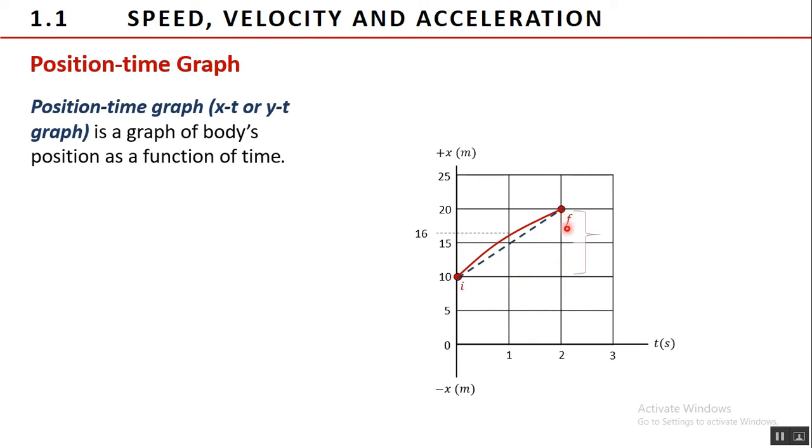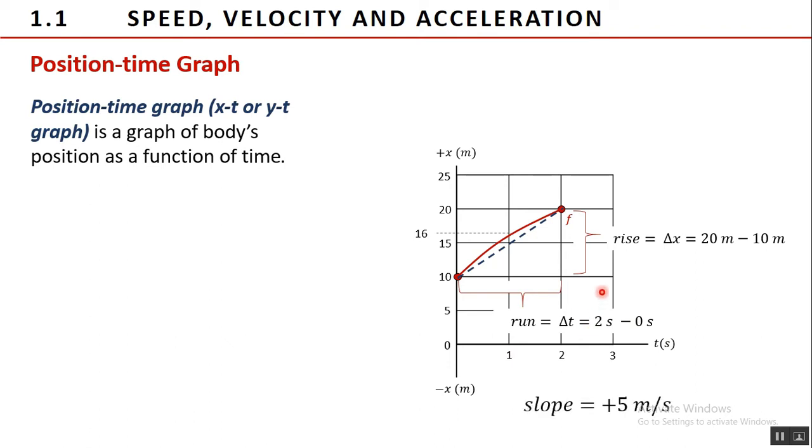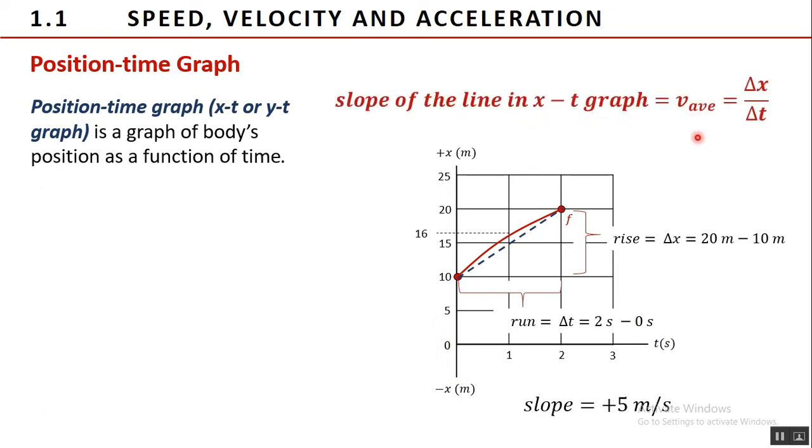We see that the rise is simply the displacement delta x, which is final position minus the initial position, 20 meters minus 10 meters, so the rise is positive 10 meters. The run is the time interval delta t, 2 seconds minus 0, so the run is 2 seconds. So the slope is 5 meters per second, which is also the value of the average velocity. Therefore, we can say that the slope of the line between 2 points on the position time graph is equal to the average velocity of the object.